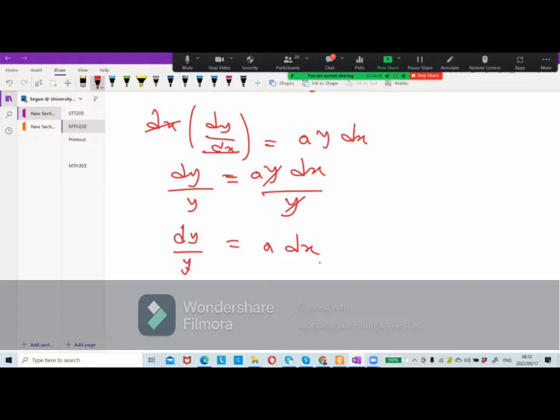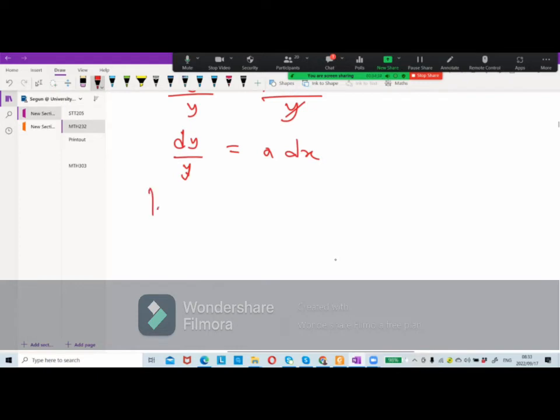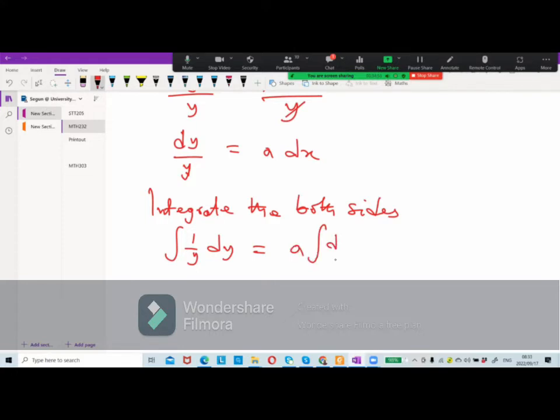So now, at this point, you have to integrate both sides. If I integrate both sides, I have the integral of 1 over y dy. You and I know that equals, a is a constant, I can decide to take my a out by saying a times the integral of dx. Based on the knowledge of our calculus, when you are integrating this one, it is what? Ln y.